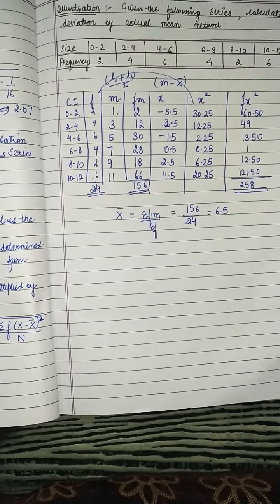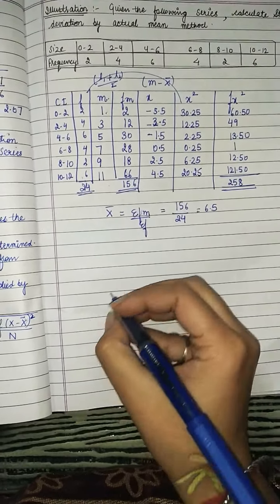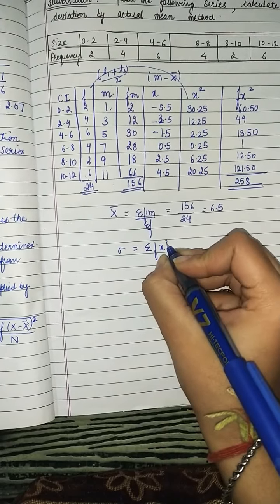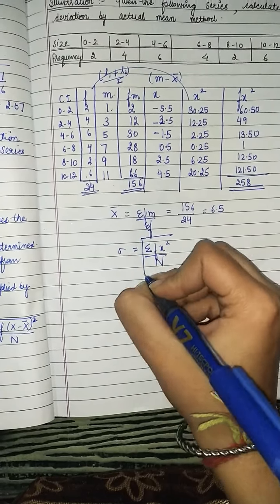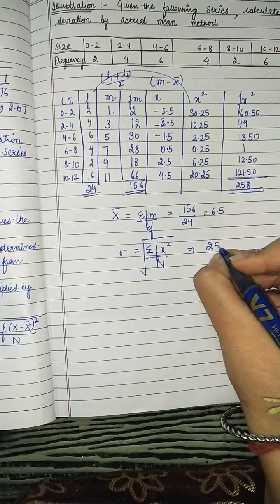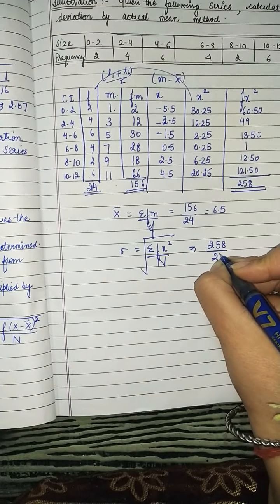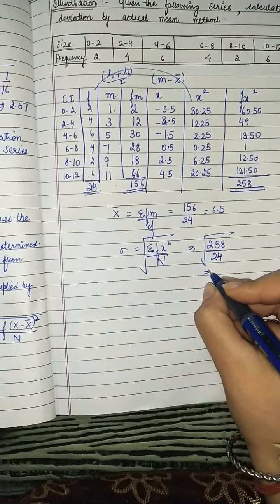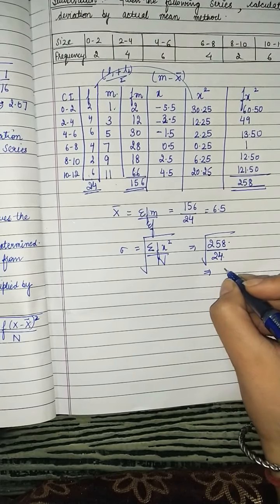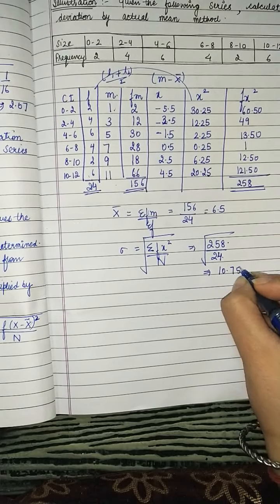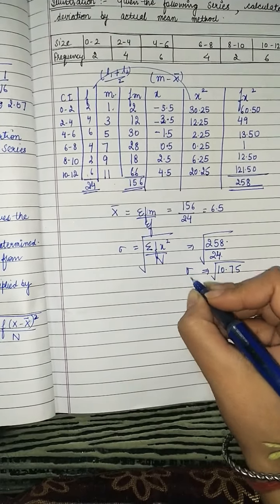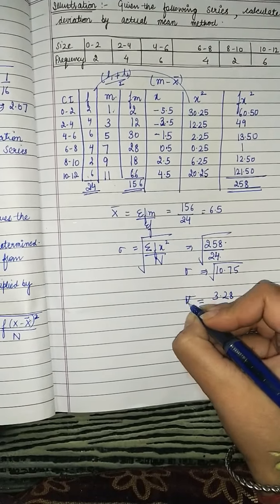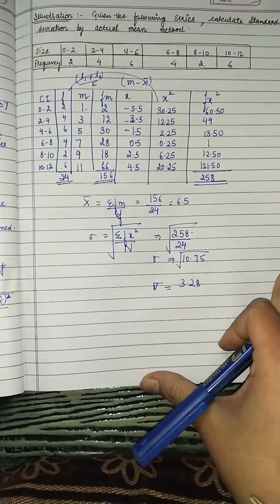So the formula for the actual mean method is the under root of summation of fx square upon n. Fx square is 258, and n is 24, the total of frequency. After dividing 258 by 24, we get 10.75. Solving the under root, we get 3.28 as the standard deviation. So this is the actual mean method.